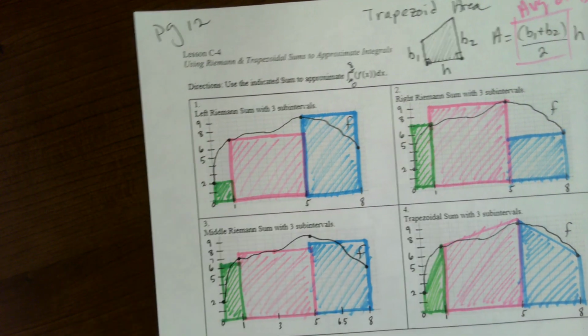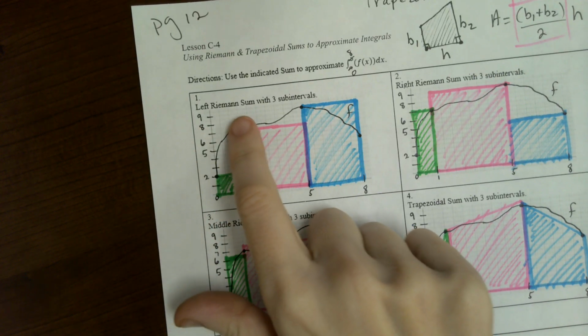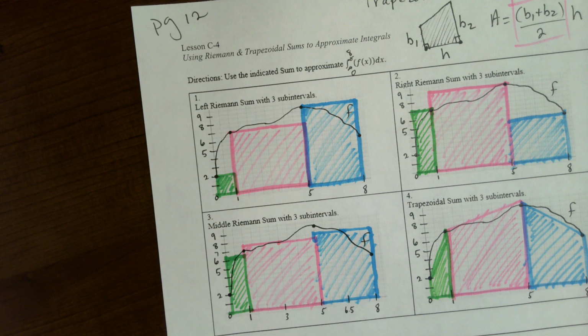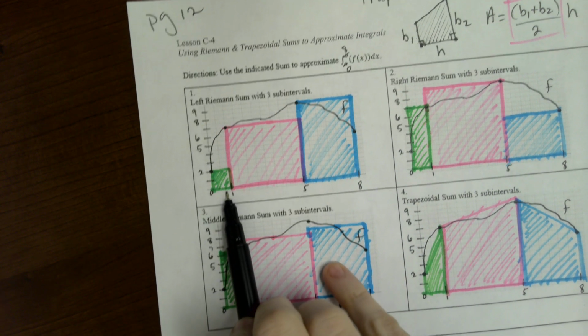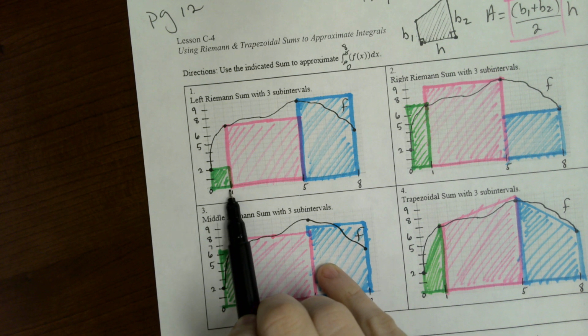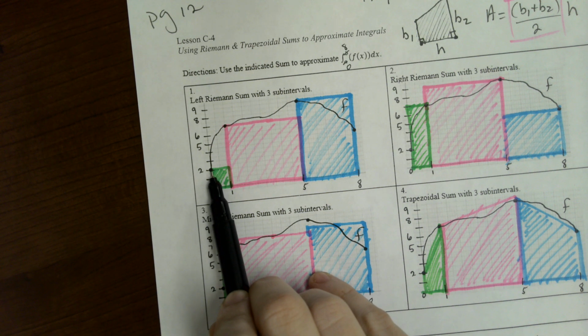Rectangle sums are called Riemann sums. Riemann, rectangle, they both start with R, so when you hear Riemann, think rectangle. This was a left Riemann sum with 3 subintervals. This was my first rectangle. This is the base. For the height, I went to the left endpoint and up to the graph.